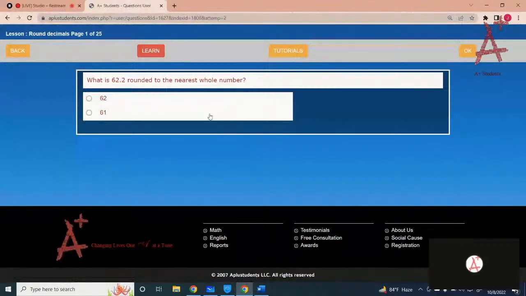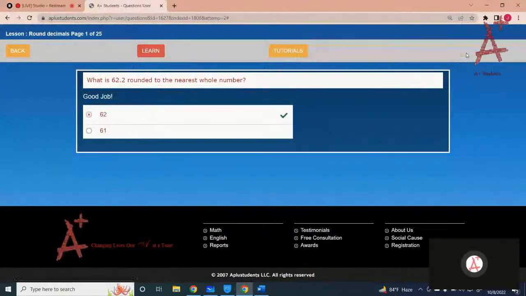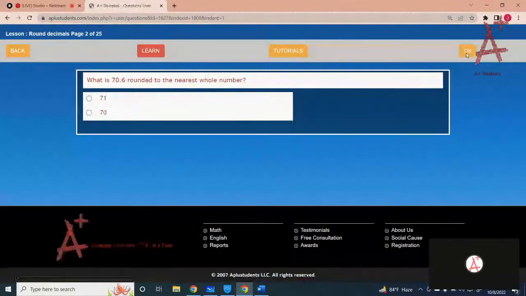It is rounded to 62. Got it? Because the digit after the decimal is 2 and 2 is less than 5. So you have to round down. Round down means you have to round on the same digit. So it would be 62. Got it? Yes, very good. It is 62.